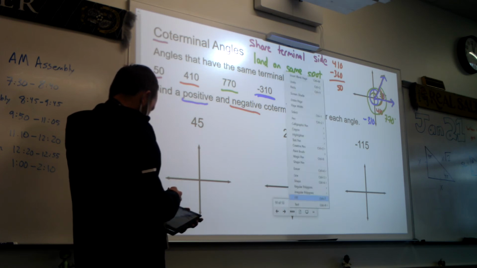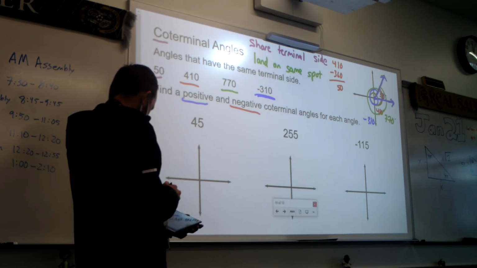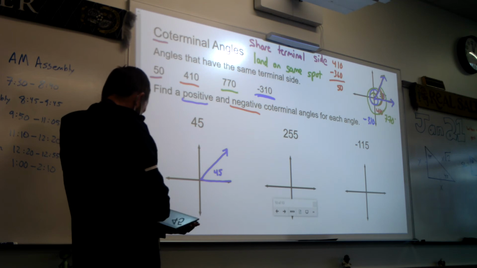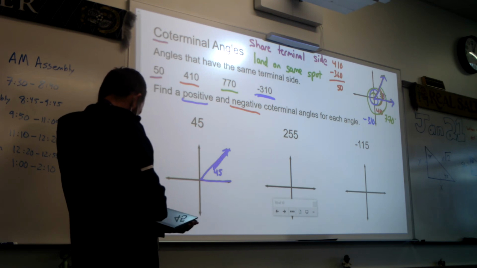Now, I already graphed 45. It was right there. That's 45. I'm going to change colors for that. Hold on one second.